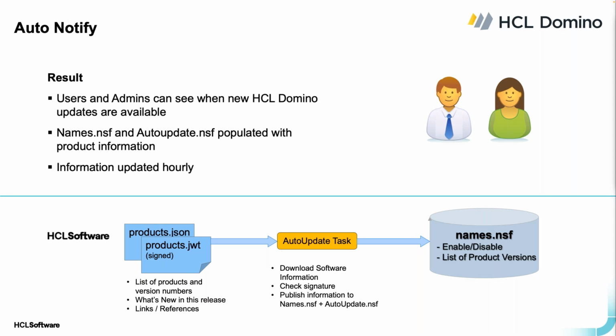We've created a little chart down there to outline the flow of information. On the right-hand side is your names.nsf, your primary Domino directory, and the auto update task is responsible for pulling information from HCL software into your names.nsf. Technically, we are pulling a file called products.jwt that's just containing the list of products and version numbers and some information about what's new and some links and references to public websites. Well, that's all good. So now you know what versions are available.